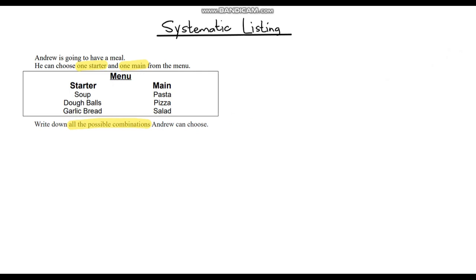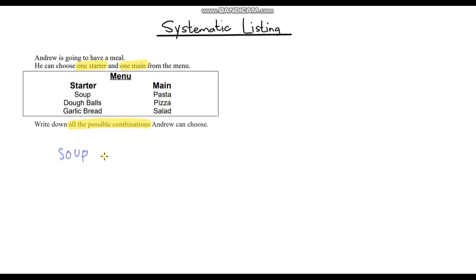So just imagine Andrew going into a restaurant and this is his menu. It's obviously not very extensive, but it's just a nice simple menu. How many different combinations are there that Andrew can choose? So let's assume that Andrew chooses soup as his starter. So what can he have for his main now that he's chosen soup for his starter? Well, it doesn't matter. He can have either one of these three options.